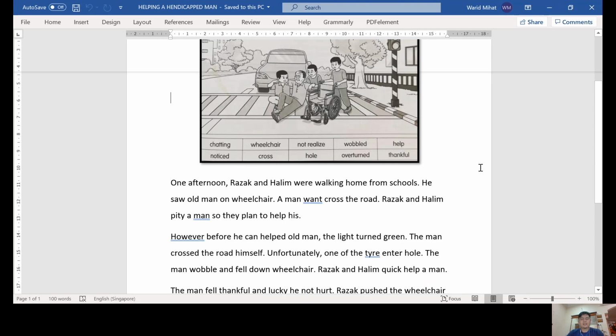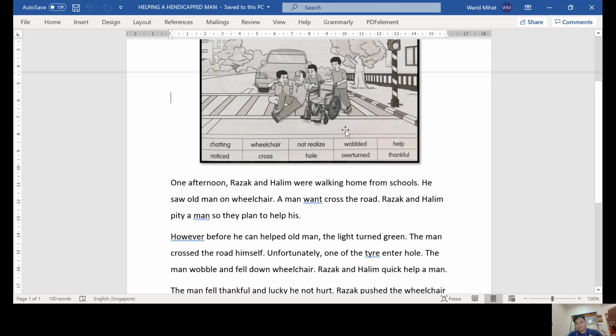But let's have a look at the words here first, so that you know what they mean. Chatting is berborak-borak, bercakap, berbual. Notice means perasan. Wheelchair is kerusi roda, not kereta sorong; kereta sorong is wheelbarrow. Cross means perbuatan melintas jalan. Not realize means tidak perasan. Hole maksudnya lubang, so there must be a hole at the pedestrian walk, at the zebra crossing. Wobble is macam goget-goget sikit. In Kelantan, we call it goget-goget ataupun tidak seimbang.